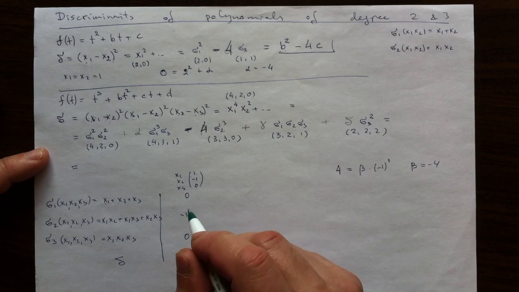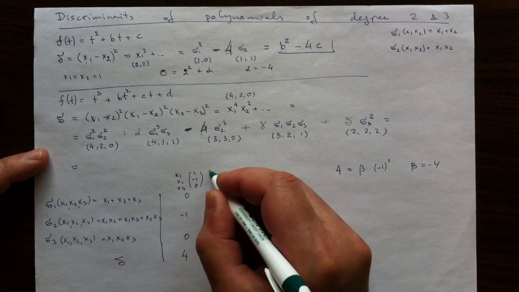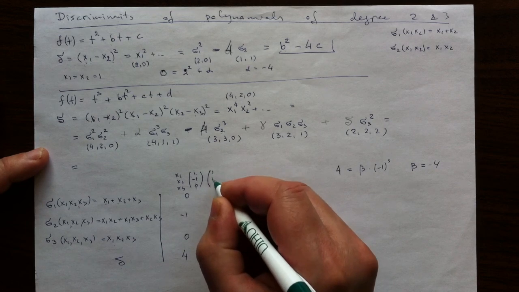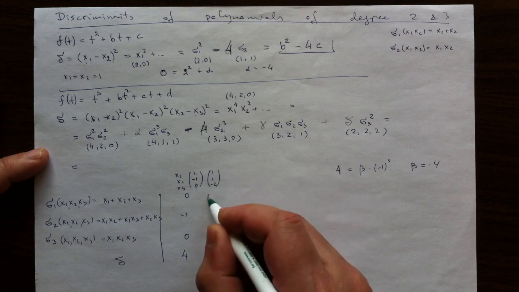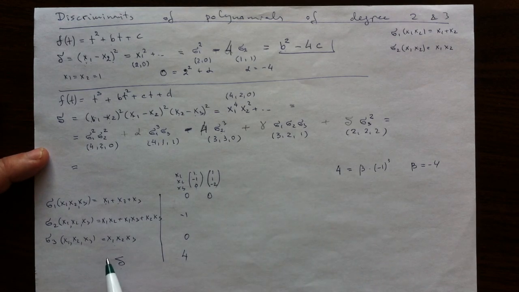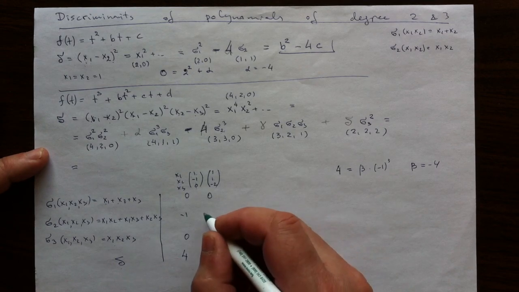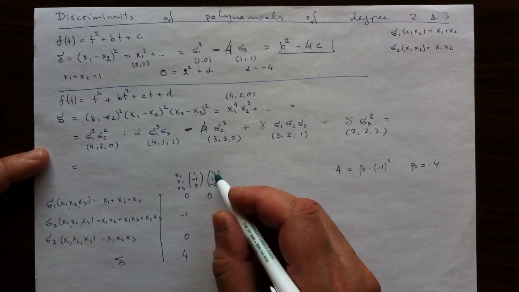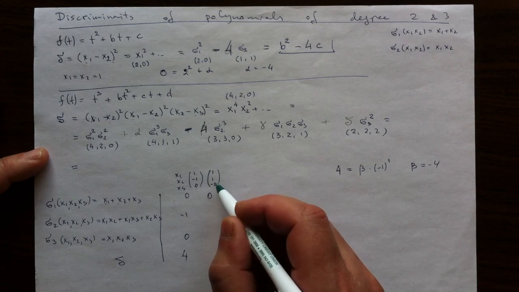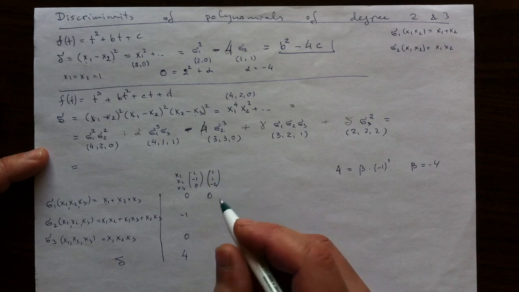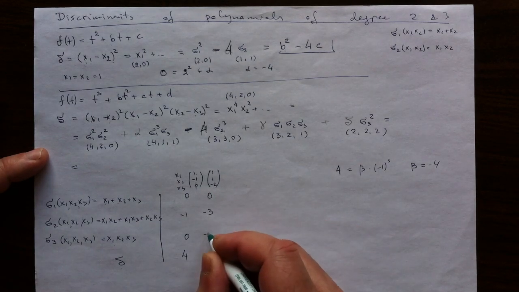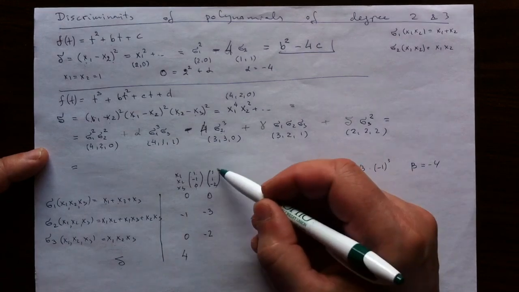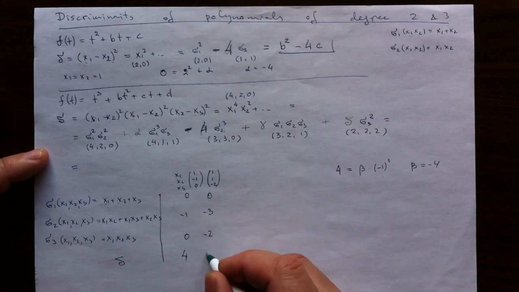I'll proceed now with the second choice for x's. I will choose them such that still sigma 1 is 0, so that is just the sum, and then sigma 2 and sigma 3 are non-zero. So sigma 2, the sum of all products, will be negative 3, and the product of all the coordinates will be negative 2. And the discriminant will be 0 because 2 of my inputs are the same.